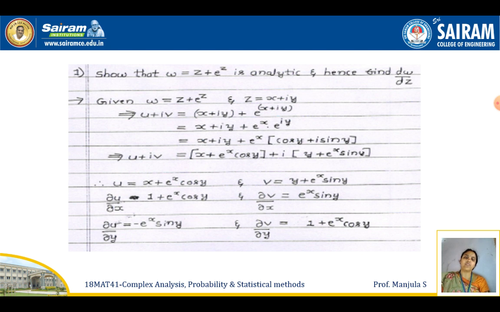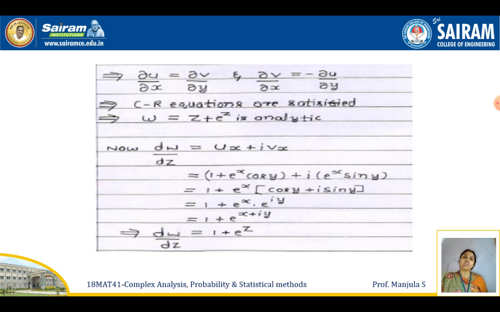By comparison of LHS and RHS, you will get the values of u and v. U is x plus e to the power x into cos y and v is y plus e to the power x into sin y. Dou u by dou x, you just differentiate with respect to x, that is 1 plus e to the power x into cos y, and dou u by dou y is minus e to the power x into sin y, and dou v by dou x is e to the power x into sin y. Dou v by dou y is 1 plus e to the power x into cos y.